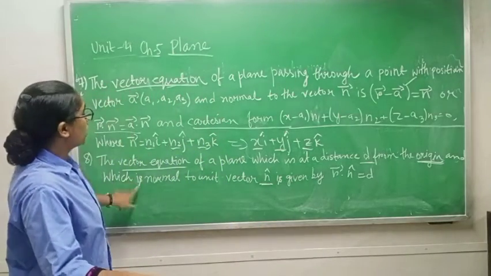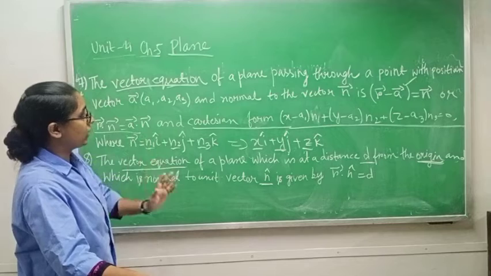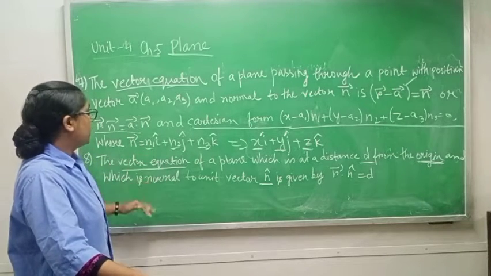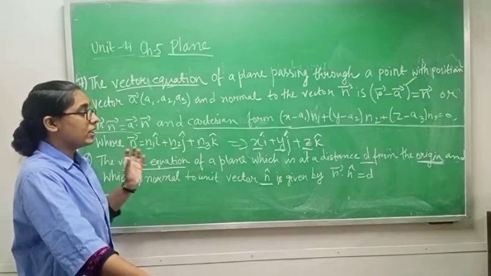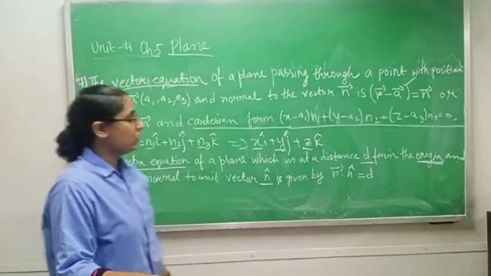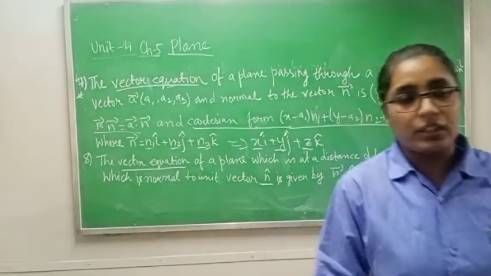So there are two ways to find the vector equation. This one is the first, when the position vector and normal n vector are given to you, and this one is for when the unit vector and the distance from the origin are given to you, then you will use r vector dot n cap equals d. Okay.